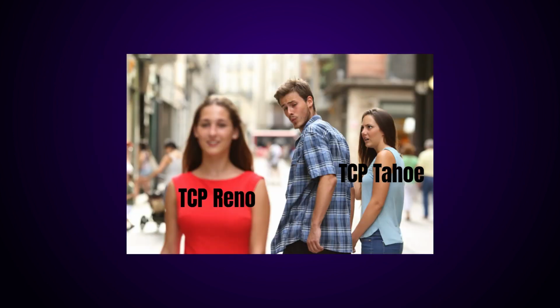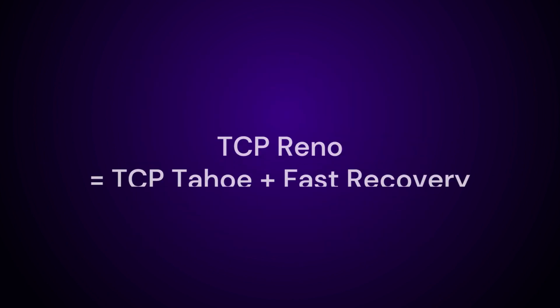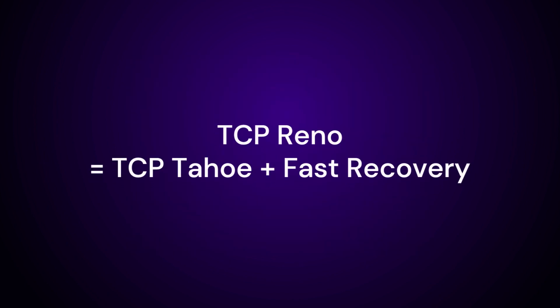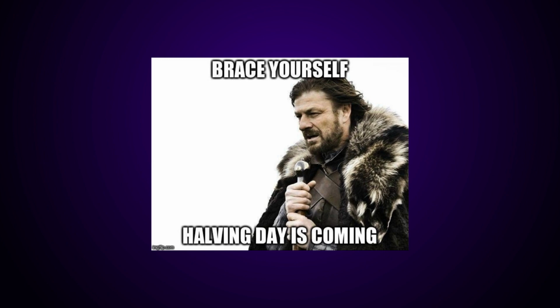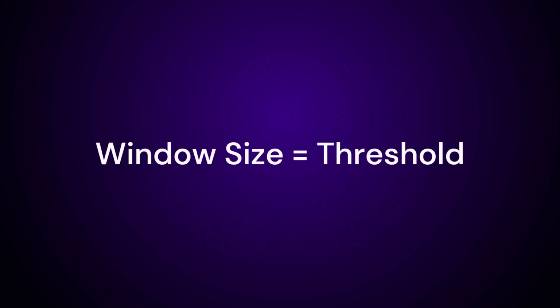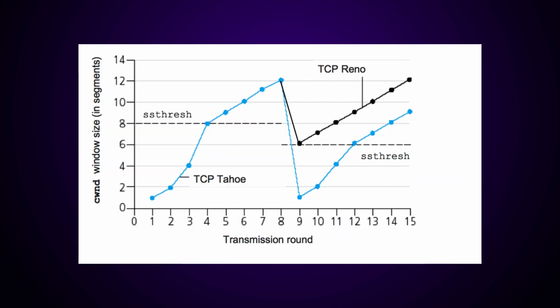Introducing the new and improved TCP Reno, which is essentially the same as TCP Tahoe, but with this added fast recovery method. With TCP Reno, when a triple duplicate ACK occurs, we go into the fast recovery phase, where both the threshold and congestion window are halved. Now, since the window size is met by the threshold, the AIMD phase continues. In the event of a packet loss due to a timeout, only the threshold is set to half the congestion window, and slow start begins with the congestion window set to 1, the same as TCP Tahoe.